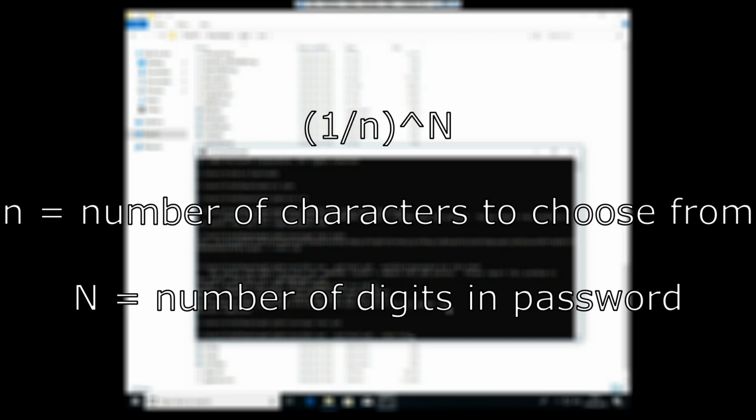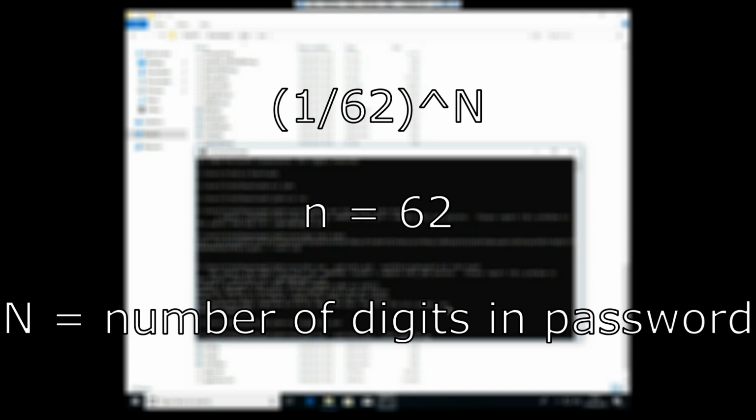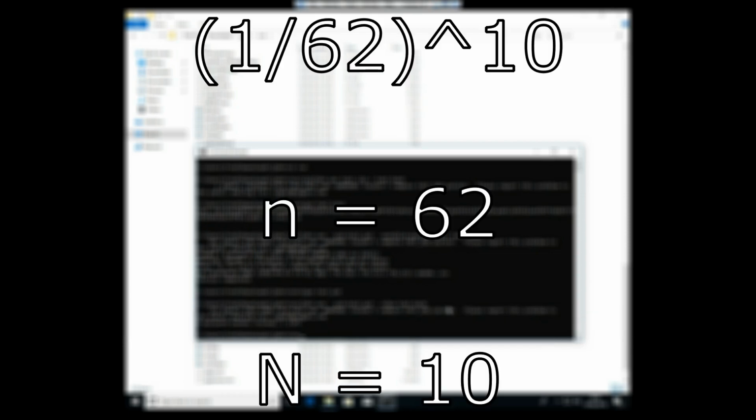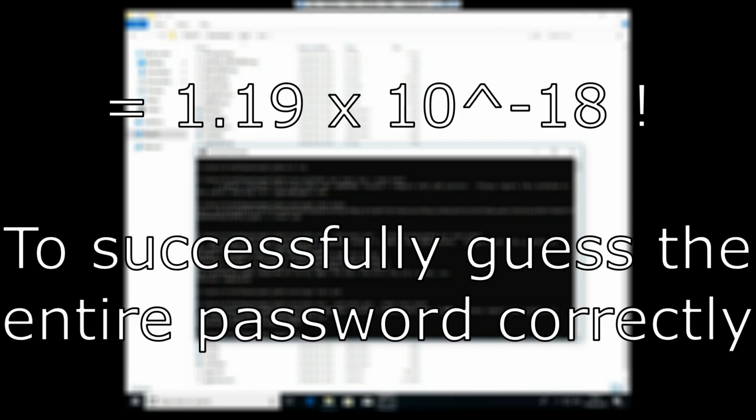So we're going to say it's a 1 divided by 62 chance, but we're going to be raising it to a power, because essentially what we're doing is 1 divided by 62 multiplied by 1 divided by 62 multiplied by 1 divided by 62, and it goes on for the number of digits that you have in your password. And essentially the probabilistic chance of guessing the password correctly, supposing that we only have lowercase letters, uppercase letters and numbers, is 1.19 times 10 to the minus 18. Now that is incredibly small.